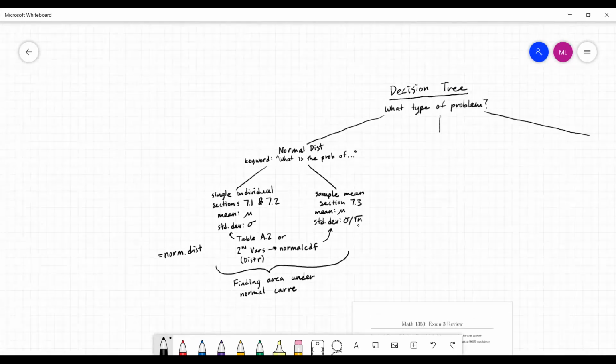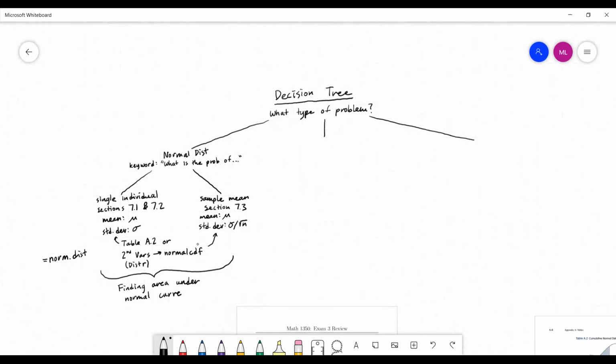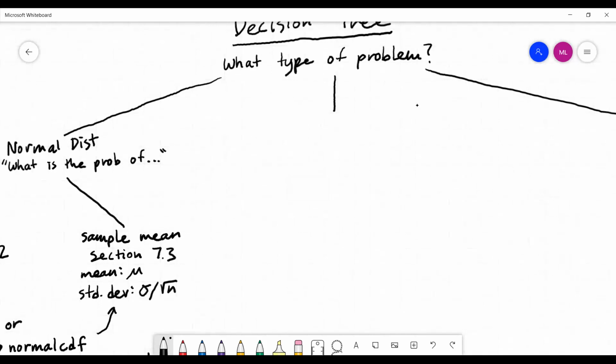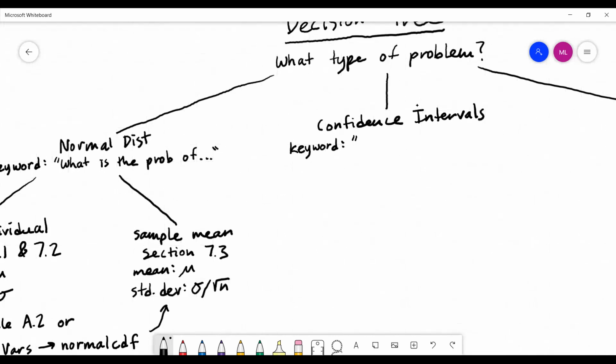So, okay, this was basically the chapter 7 stuff. The next branch of our types of problems is chapter 8, where we did confidence intervals. They're pretty easy to recognize because they will explicitly ask you to construct a confidence interval. So the keyword we're looking for is literally the words confidence interval, or just even the word confidence, basically. If you see the word confidence, you're dealing with a confidence interval.